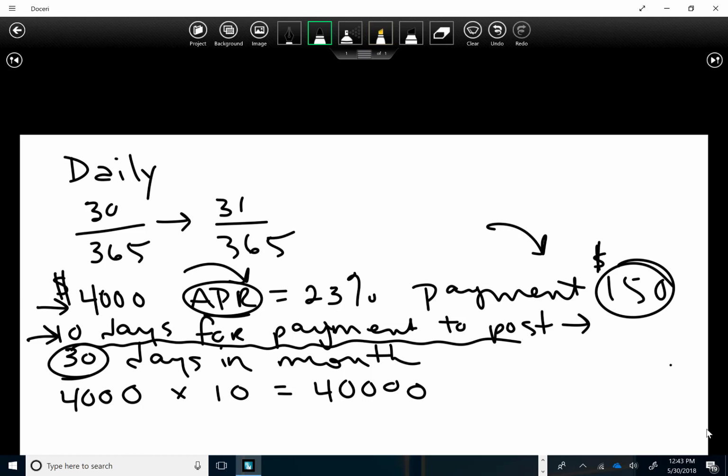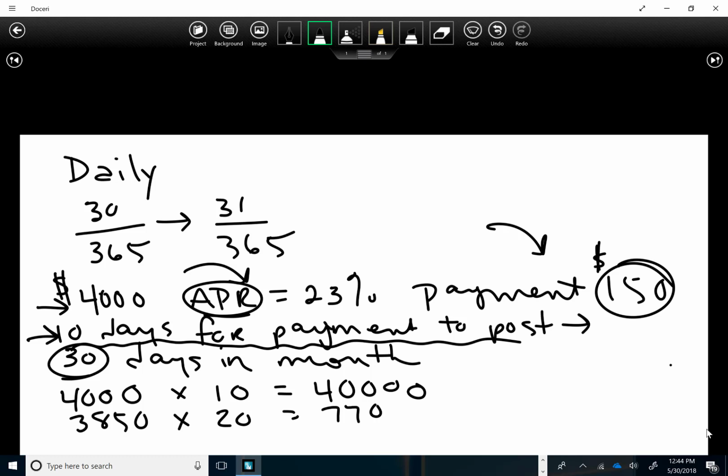Now, once you make the payment, if you take the 4,000 and you subtract the payment of 150, you get 3,850. Since there are 30 days in the month and you've already used 10 of them, there are 20 more days left. And so your balance for those 20 days is 3,850. So 3,850 times 20 is 77,000.